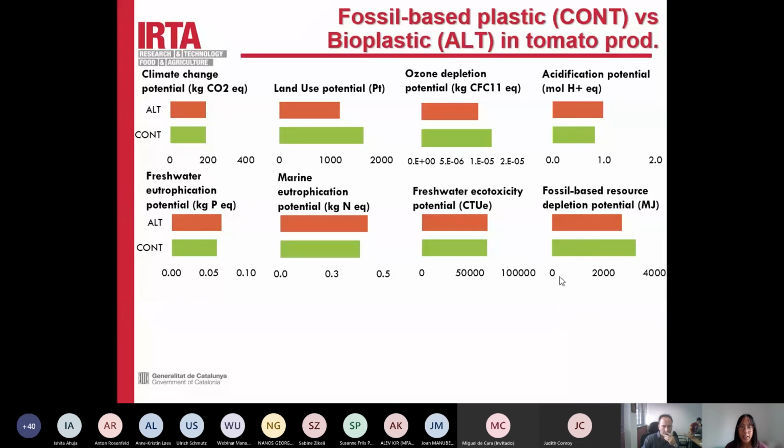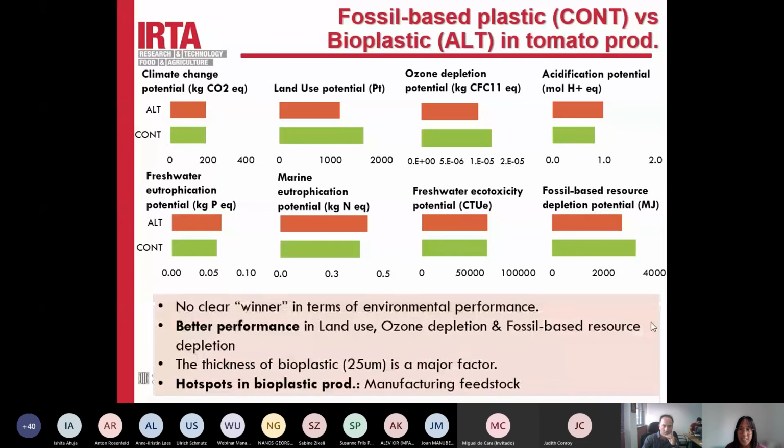So here we have the results for just the mulching scenarios: the fossil-based plastic mulching scenario, or CONT, C-O-N-T, and the alternative bioplastic mulching scenario, or ALT, A-L-T, in greenhouse tomato production. We maintain that peat was the control substrate in both scenarios. The impact categories we assessed, or sometimes I may refer to them as just categories, include climate change potential, land use potential, ozone depletion, acidification, freshwater and marine eutrophication, freshwater ecotoxicity, and fossil-based resource depletion potential.